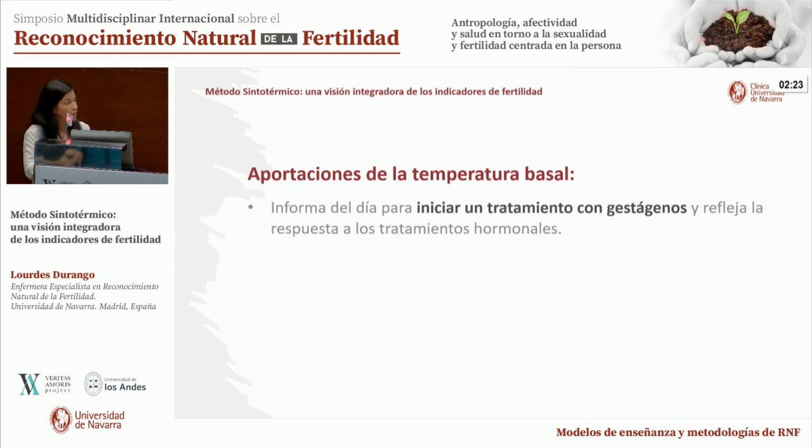What else is baseline temperature giving us? It also tells us when to start a treatment with gestogens. When we find luteal insufficiency, we have found very often cases of women who have been diagnosed with luteal insufficiency, and then the gynecologist, as she wants to get pregnant, says you have to take progesterone and take it from day 13 to 26 of the cycle.